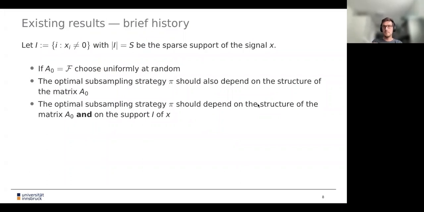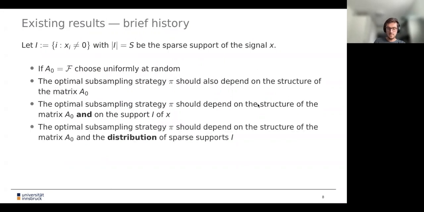And this is exactly where my results come in. I will show how the optimal subsampling strategy, so how our probabilities of picking, of spending our measurement budget, if you want to call it that, should depend on the structure of the matrix, so far nothing new, and on the distribution of sparse supports. So I'm going to assume that our signals are generated by some underlying probabilistic model. And if I know the distribution of the locations of the non-zero coefficients, I can leverage this information to again derive a density which should give better reconstruction results.